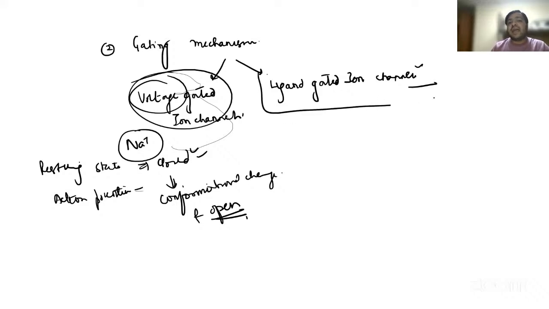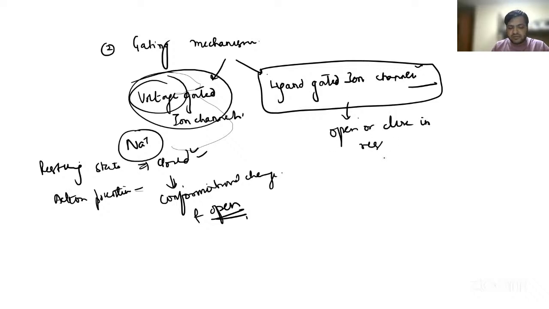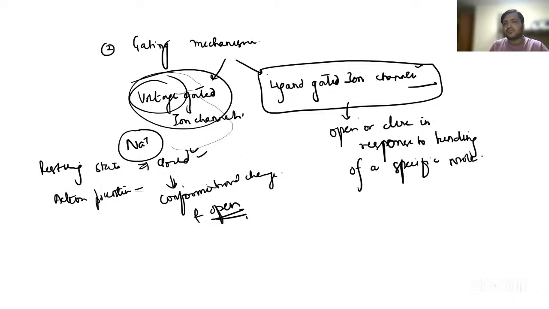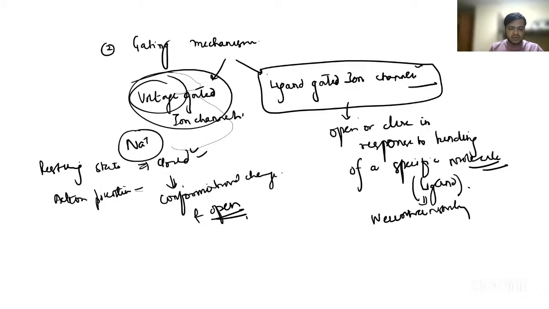Comparatively, if we talk about the ligand gated ion channels, guys, remember that they open or close in response to the binding of a specific molecule, right? For example, ligand basically means the neurotransmitter. For example, it can be a neurotransmitter.